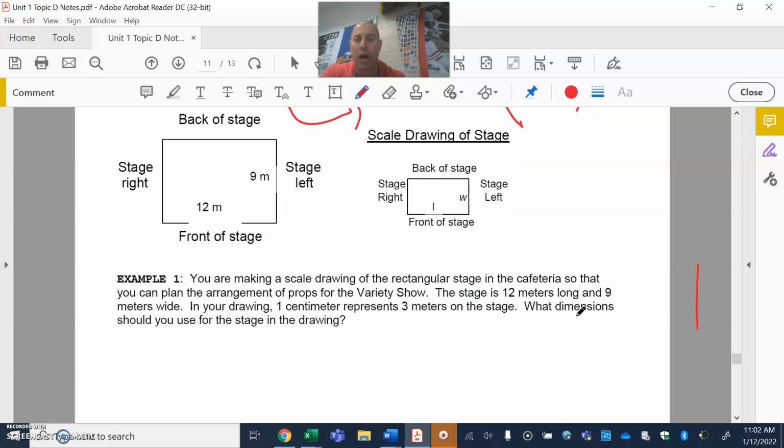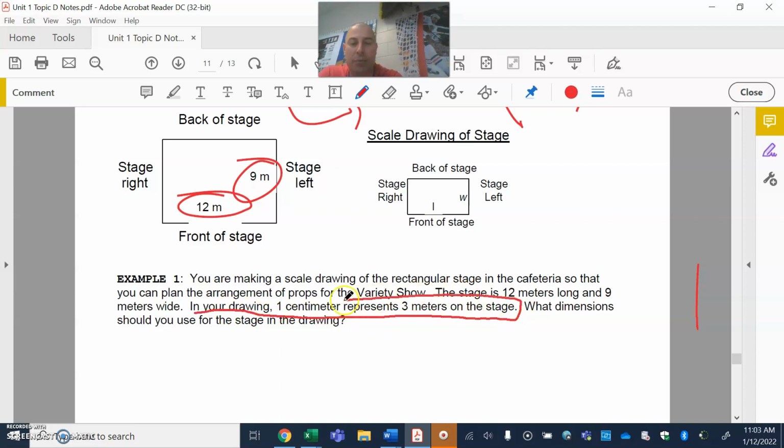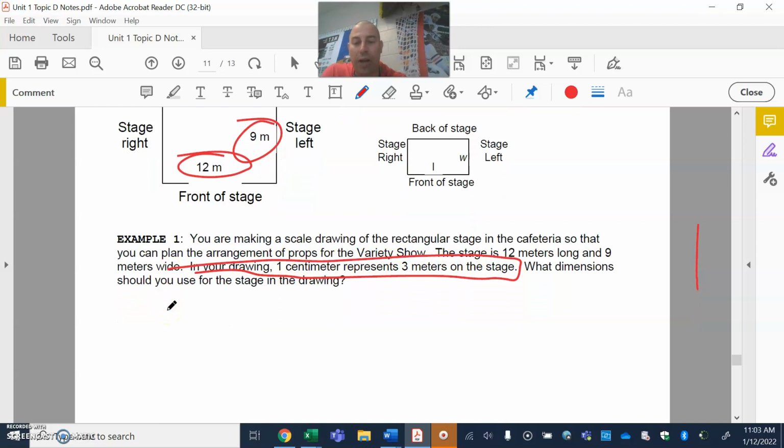So they've got the actual measurements of a stage here. We can see it's 12 meters wide. It's 9 meters tall. They want a scale drawing. They're telling us in the scale 1 centimeter represents 3 meters on the page. So the whole idea here is we know that 1 centimeter is going to represent 3 meters.